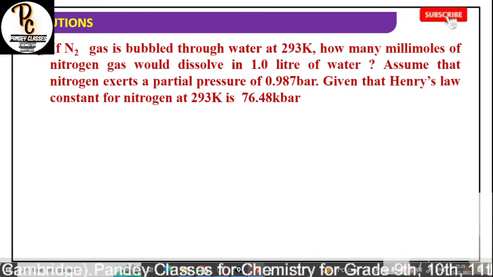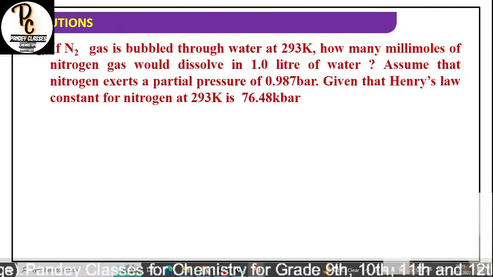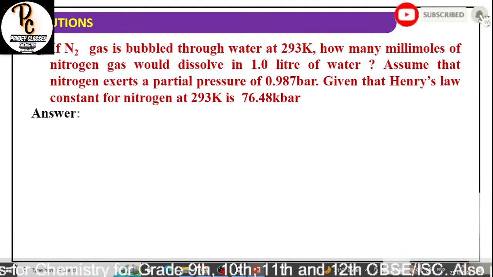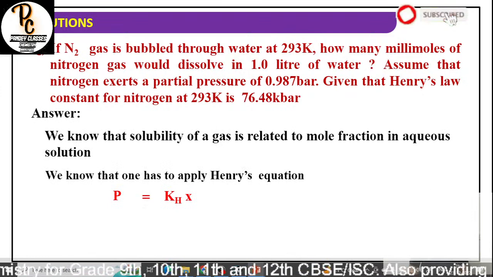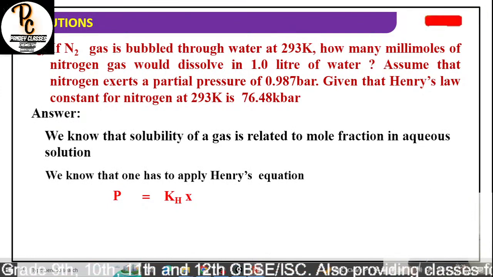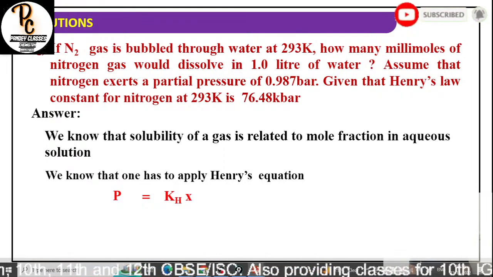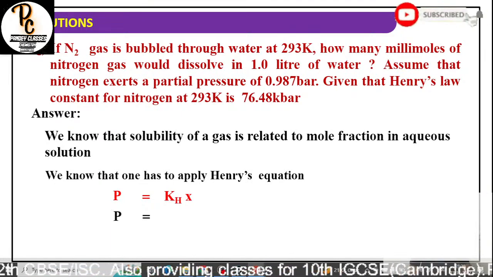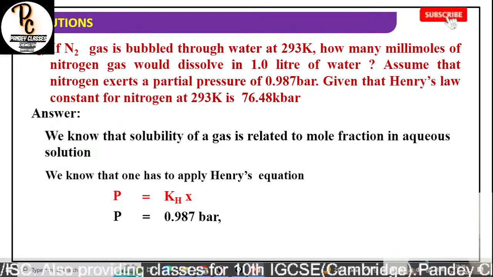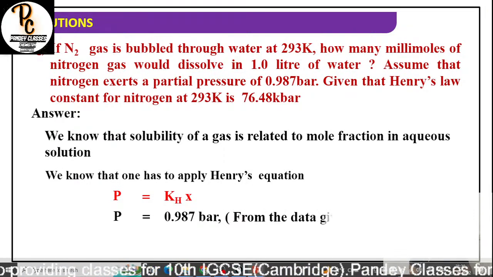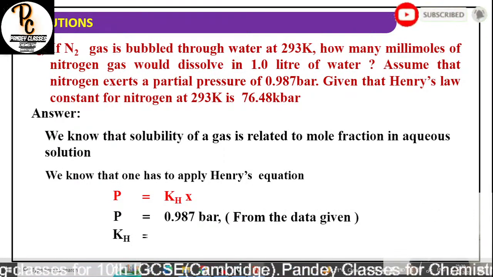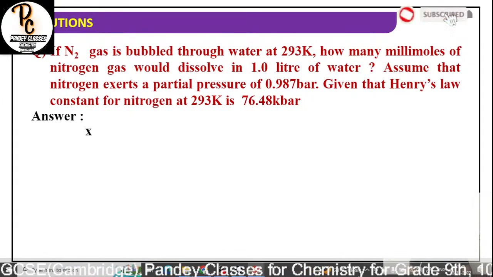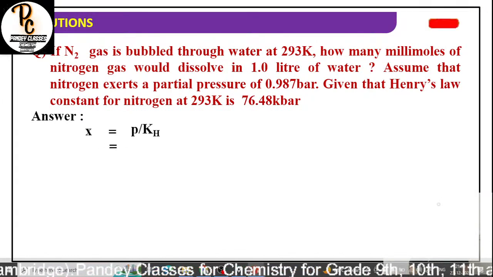Here the partial pressure of nitrogen is given, and the formula we all remember is solubility equals Kh into partial pressure. So P equals Kh into mole fraction, because the solubility of a gas is related to mole fraction in aqueous solution. P equals Kh into chi, and P is 0.987, already given in the data, and Kh is also given. So simply, chi equals P upon Kh.